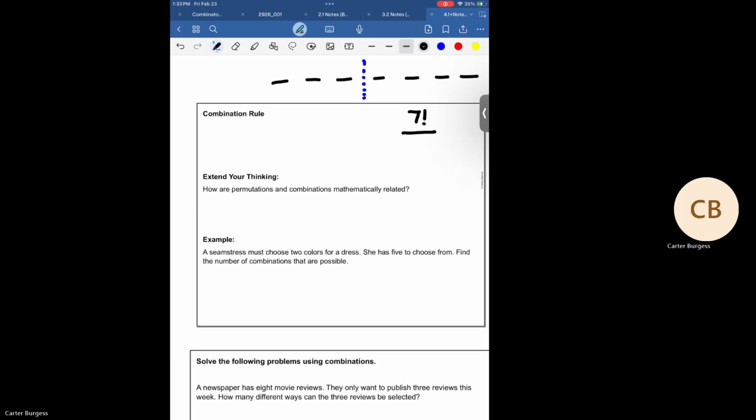5. So what does the 3 factorial represent? What am I getting rid of? The order of the first 3. And then what else do I need to do to the 7 factorial? Divided by the 4 factorial to get rid of the order of the last 4 as well. And that's a combination instead of a permutation.